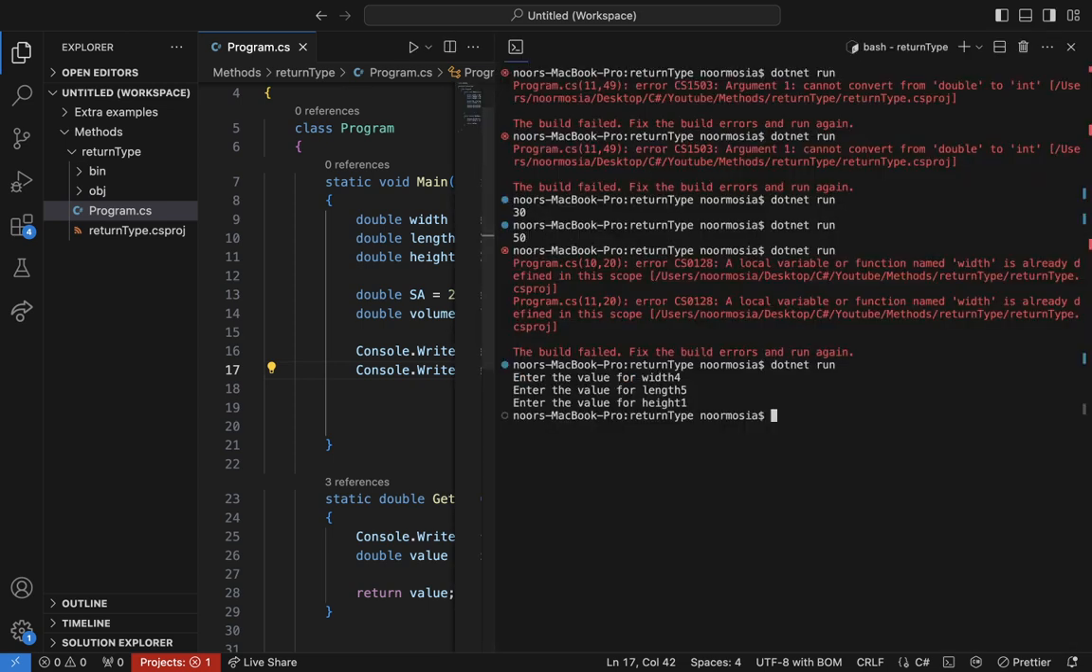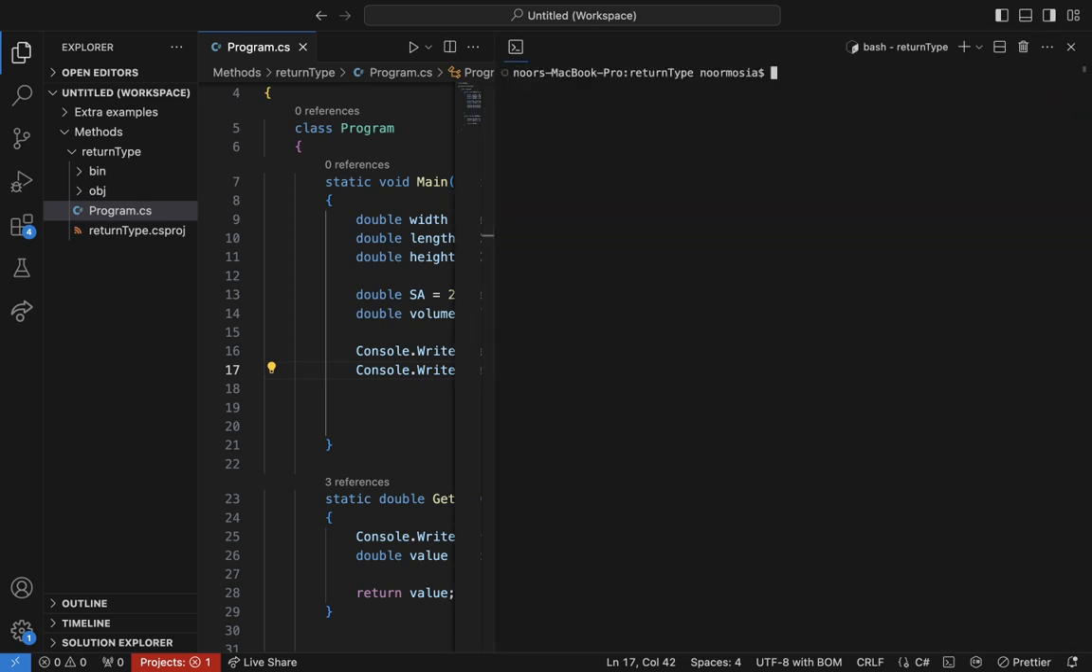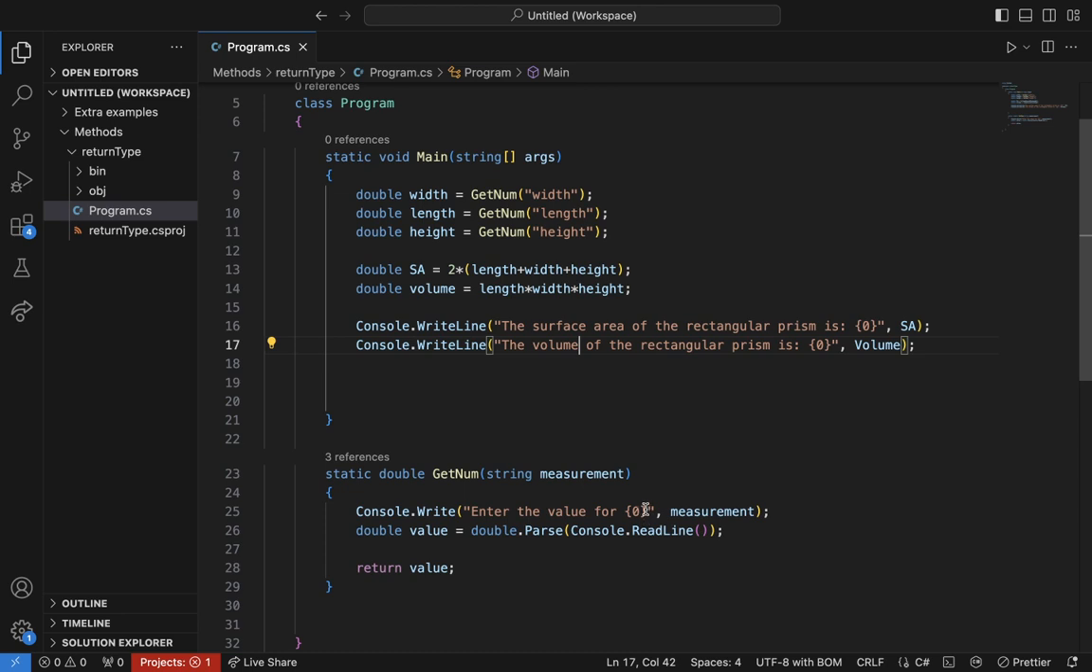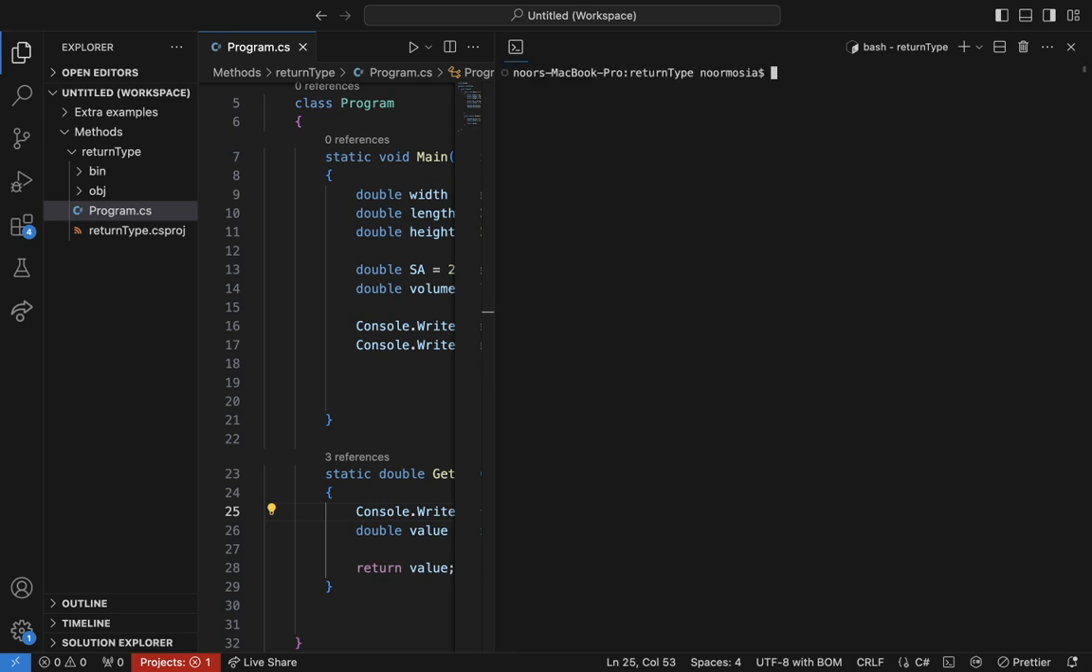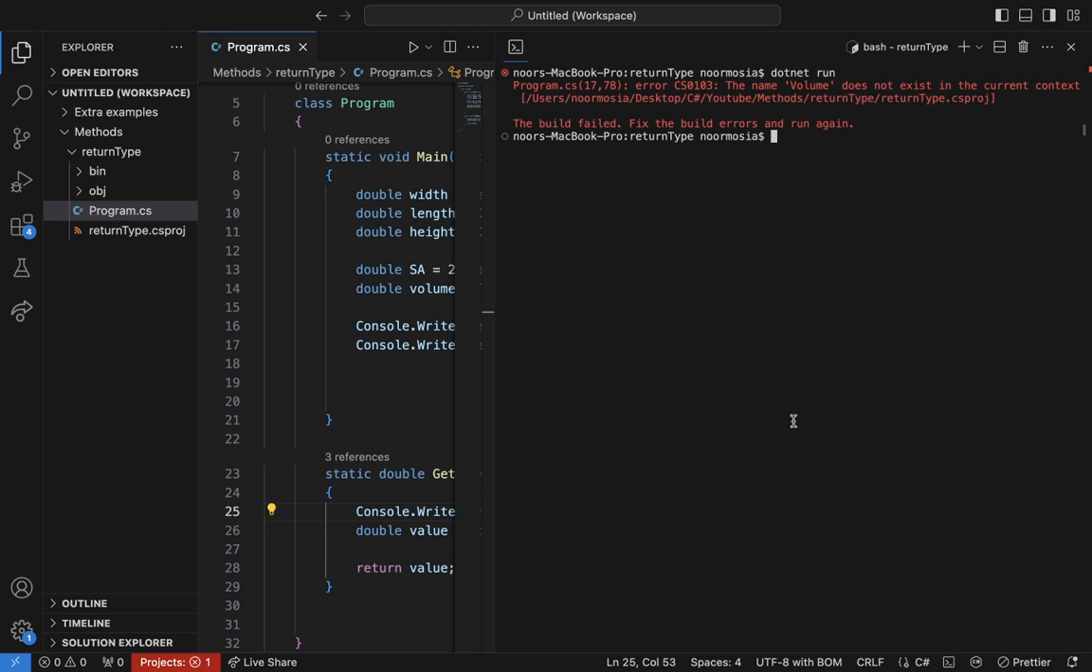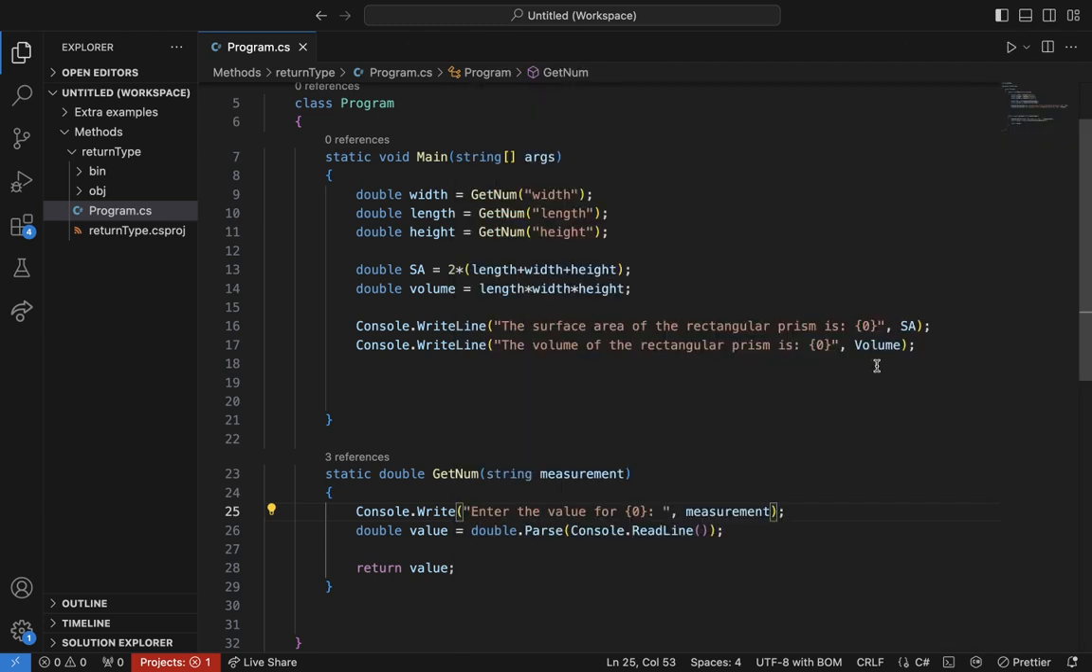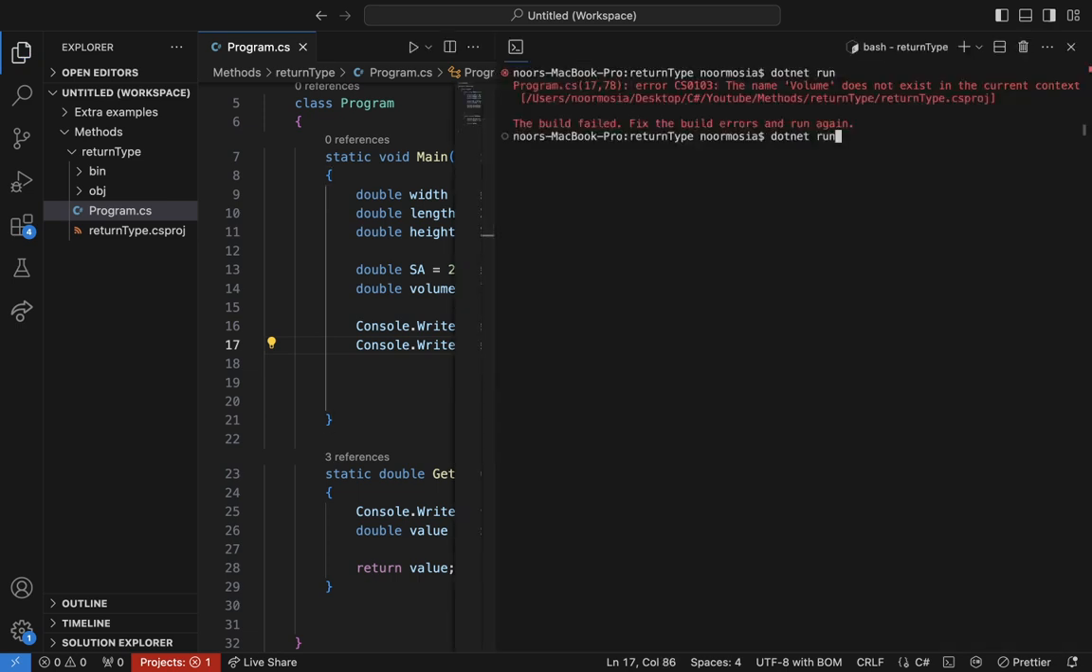So now we can try to run the code and see what happens. Okay, one more thing also, I didn't leave space when I was prompting the user, so we can do that and run the code. The name volume does not exist. Okay, I said volume with a small v, but then when I wrote it here I said capital V. So now let's run the code again.